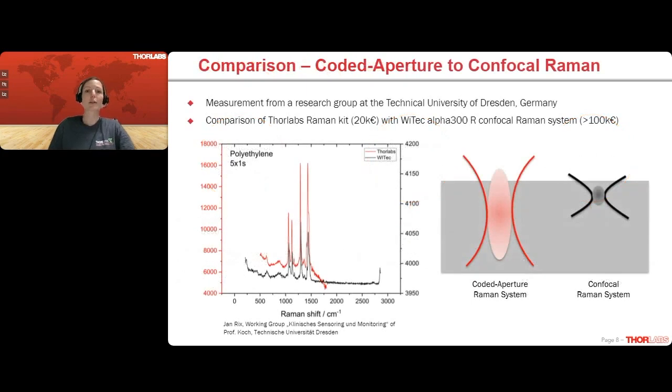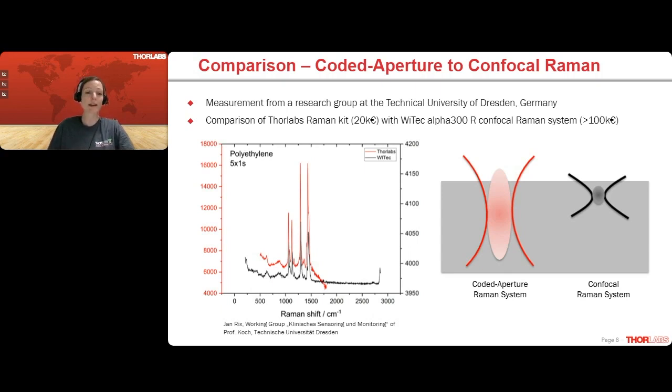It is crucial to know how to compare the coded aperture setup to a confocal Raman system you might be familiar with. I'm now showing you some data that we gathered together with a research group at the Technical University of Dresden in Germany. They had access to a WITec Alpha 300R, and we provided them with a Thorlabs Raman kit, which have a price difference of a factor of around 5.